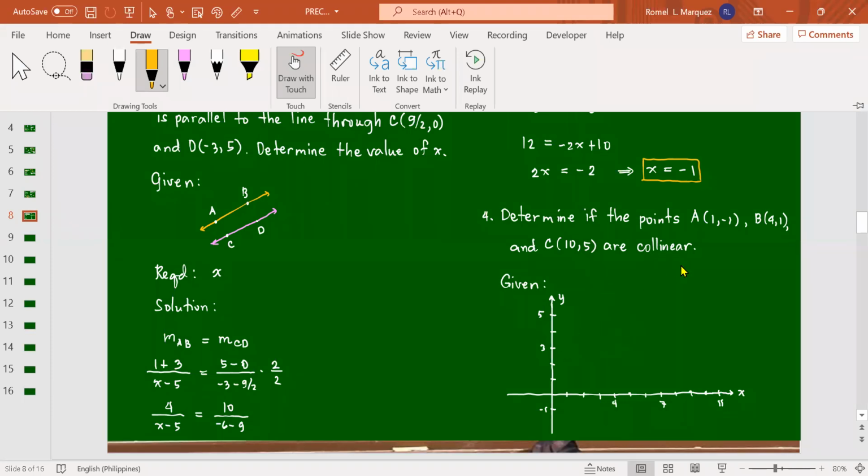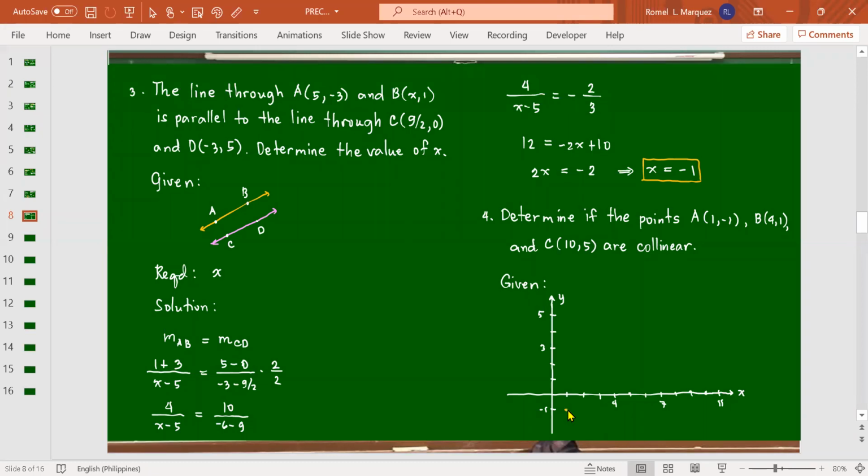So 1, -1. So along here. 4, 1. So somewhere here. 10, 5. 10, 5. Am I right, guys? Somewhere here. Yes, sir. So let's try to connect them, and let's see if this will really be contained on the same line. How will you know that they are really on the same line?